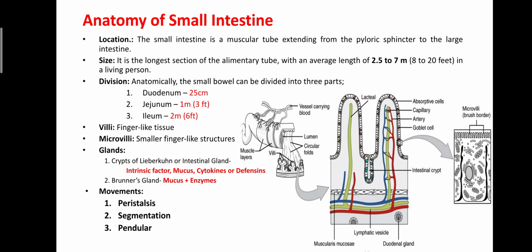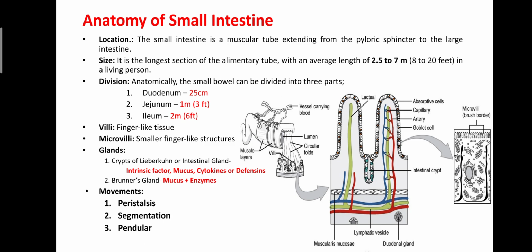That larger surface area allows the absorption of the food into our circulation after digestion. So dear students, what are the glands? They are present in the mucous membrane. There are mainly two types. One is the crypts of Lieberkühn, or intestinal glands. These glands are mainly involved in the secretion of intrinsic factor. It is required for the absorption of vitamin B12.